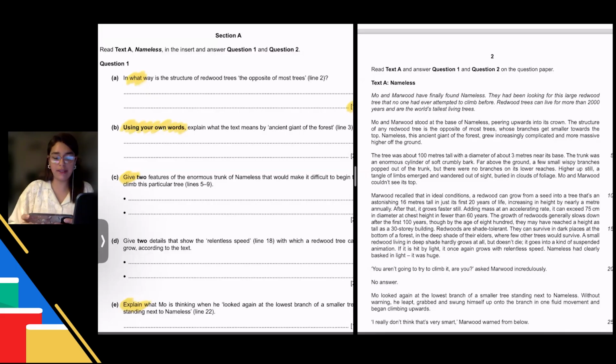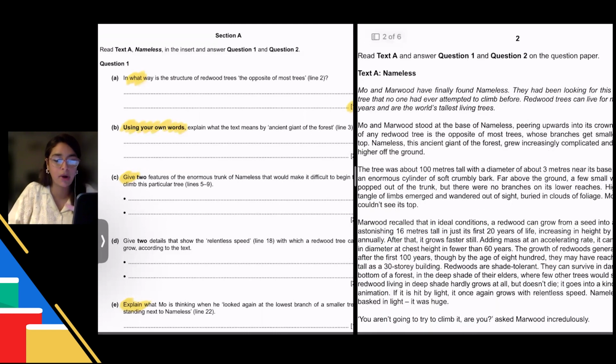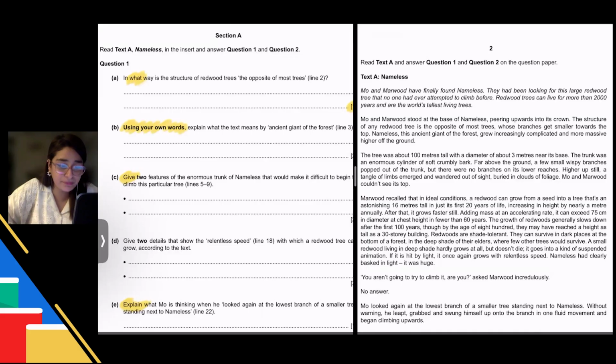All right. So in this case, for example, when they are talking about in what way is the structure of redwood trees the opposite of most trees, it refers to redwood trees somewhere here in the second line, talking about how the structure of redwood trees, any redwood tree, is the opposite of most trees, whose branches get smaller towards the top. So in this case, we are basically talking about how the redwood trees have smaller branches compared to other trees. All right. So the question here tricks the student by asking them, in what way is the structure of redwood trees the opposite? So that's what we have to basically talk about here in reference to other trees.